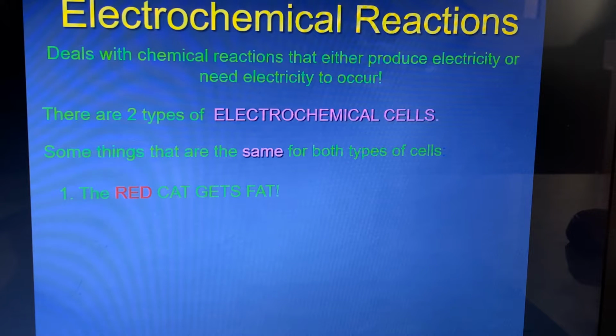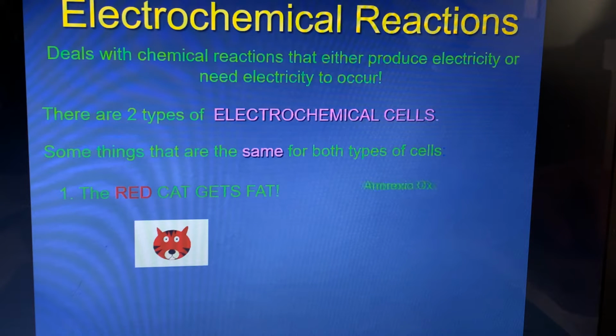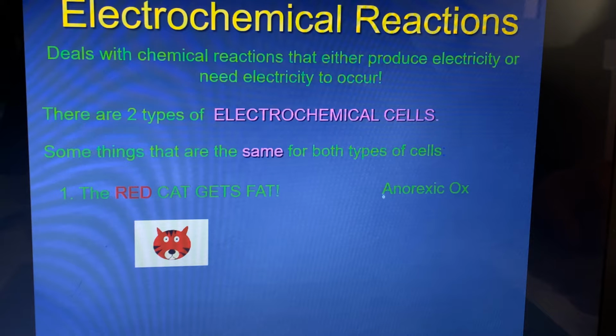All right, the cathode, which cat is short for, is where red occurs, which is reduction. So reduction occurs at the cathode. And if the cat gets fat, that means the cat's getting bigger, so the cathode's going to grow in size, or it's going to get bigger. All right, so we have our little red cat getting bigger. The other half of it is the anorexic ox. An is short for anode, which is the other electrode opposite the cathode. Ox is short for oxidation. So the anode is where things are oxidized, and since it's an anorexic ox, it's getting smaller.